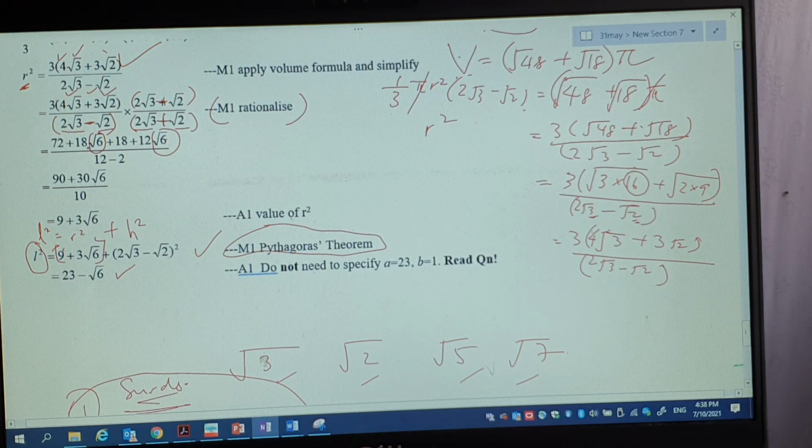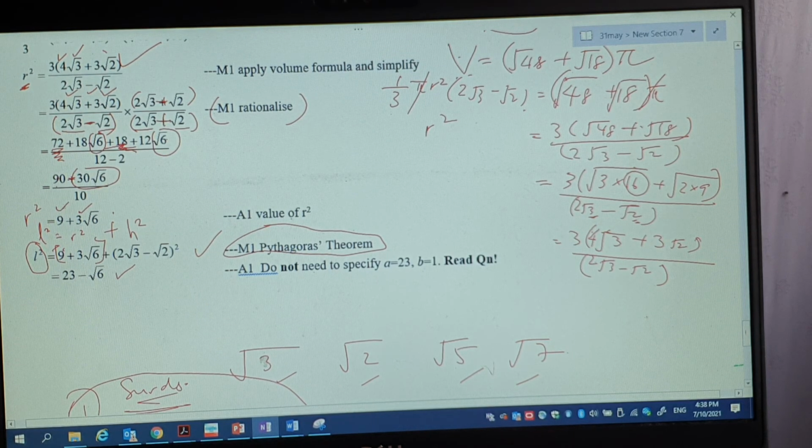Then combine this with this, that's 30. Combine this with this, that's 90. Then you divide this individually. 90 divided by 10 is this one, minus 30 divided by 10 is this fella here. But that's not the answer. This is only R square.